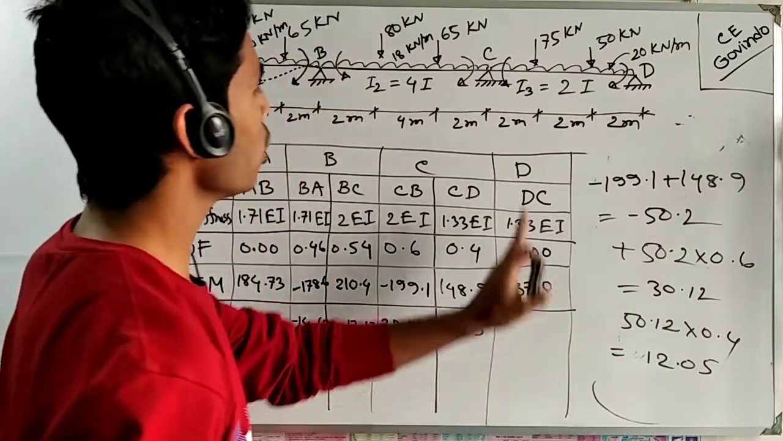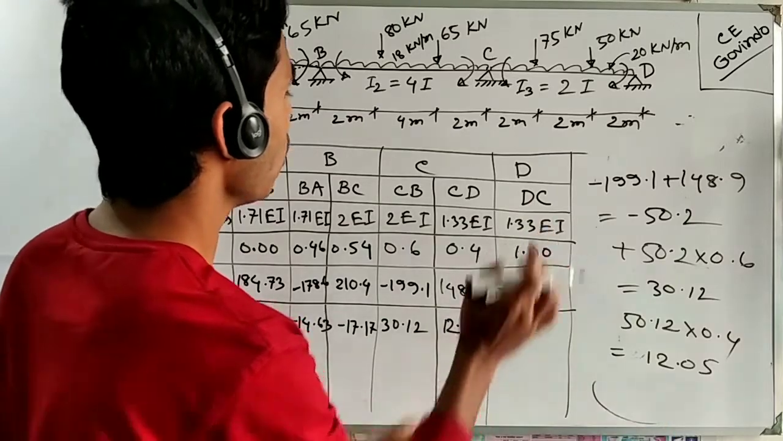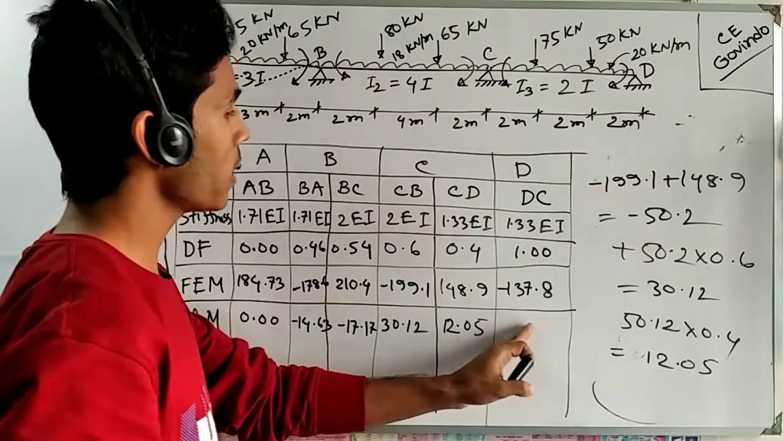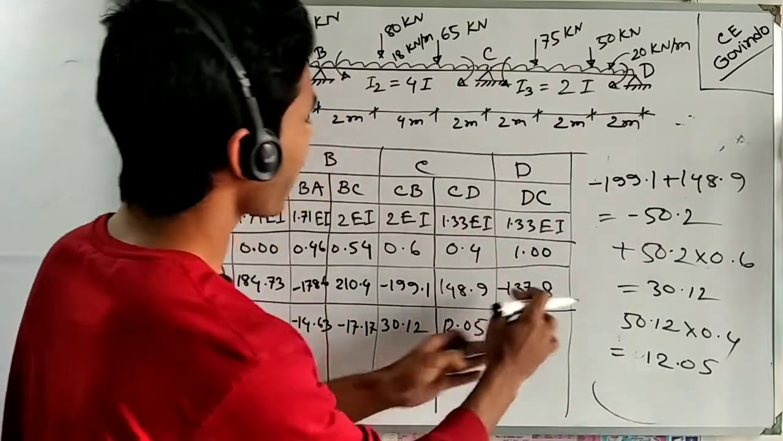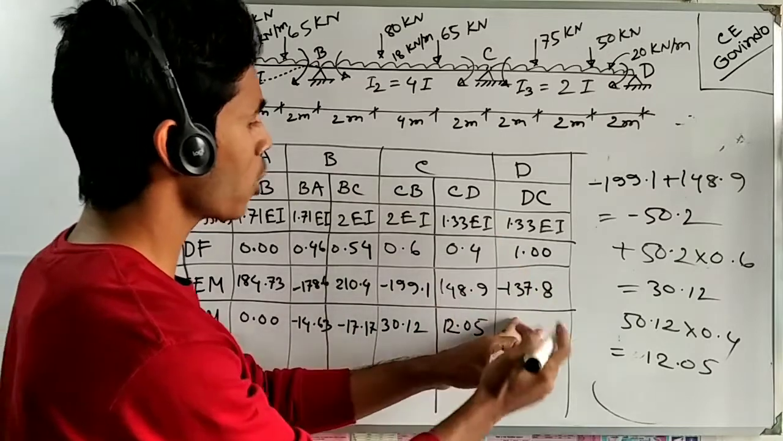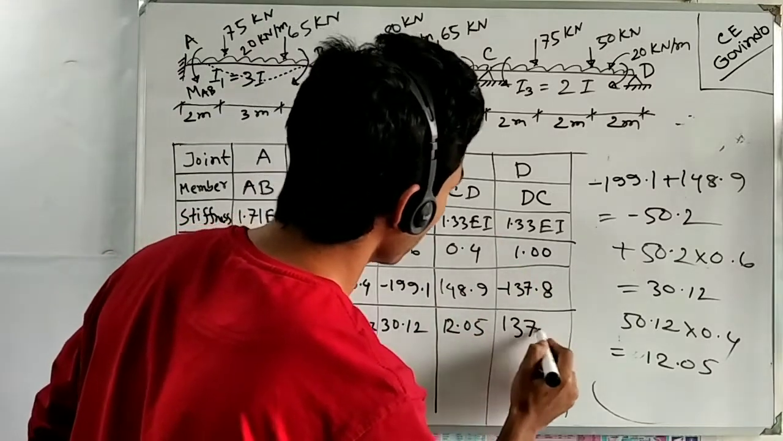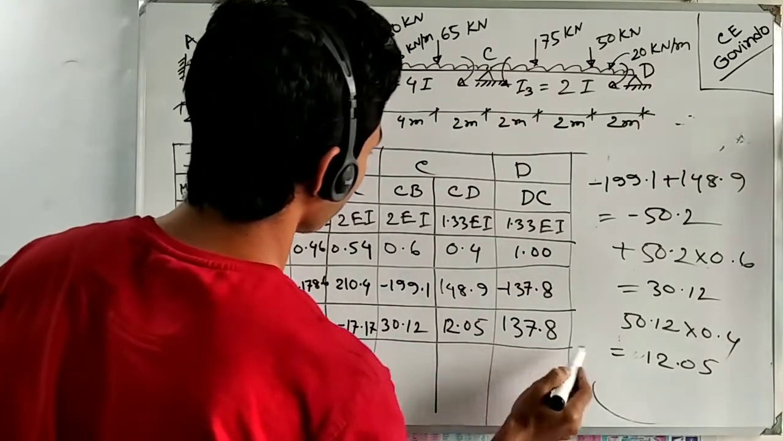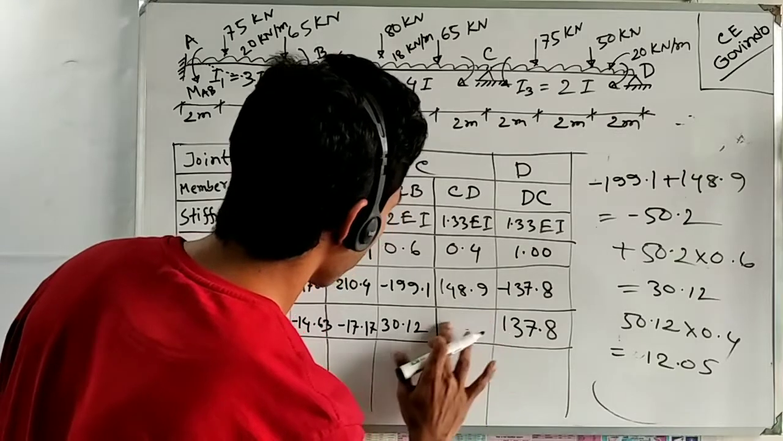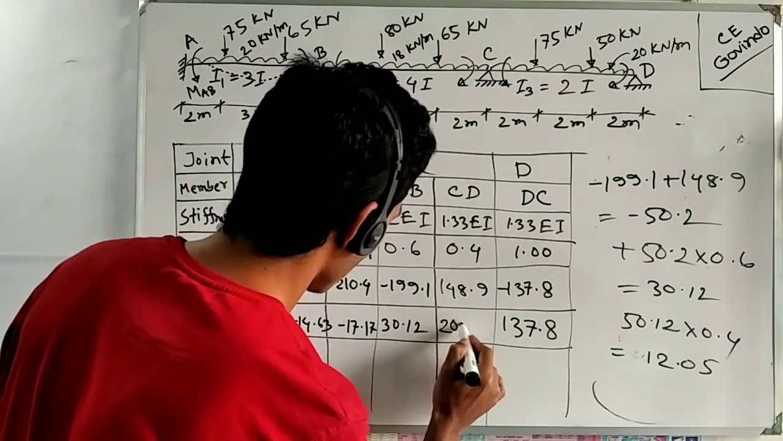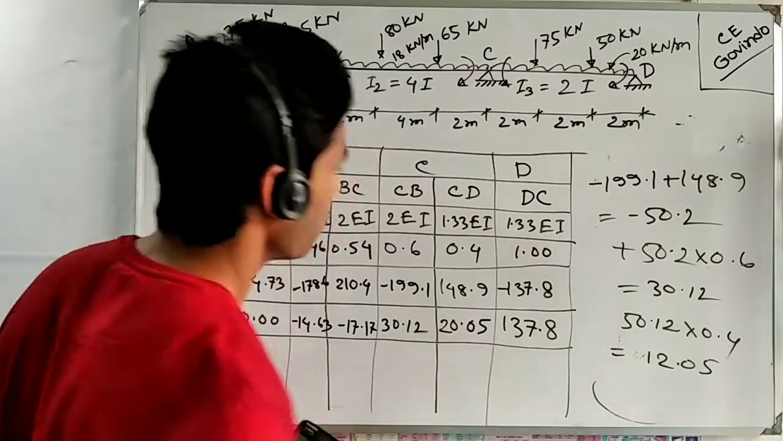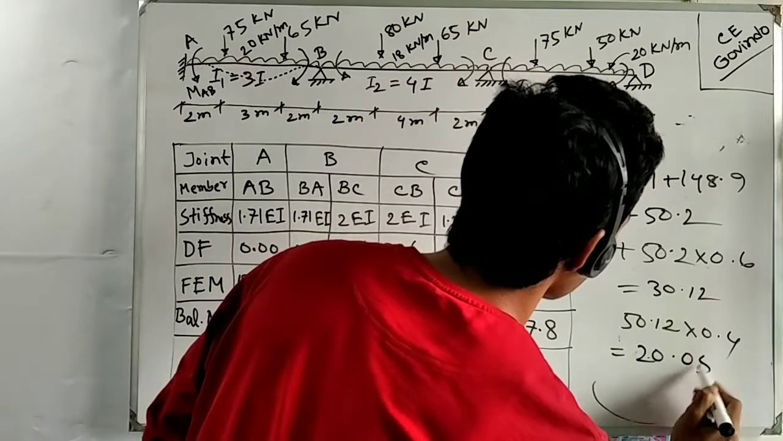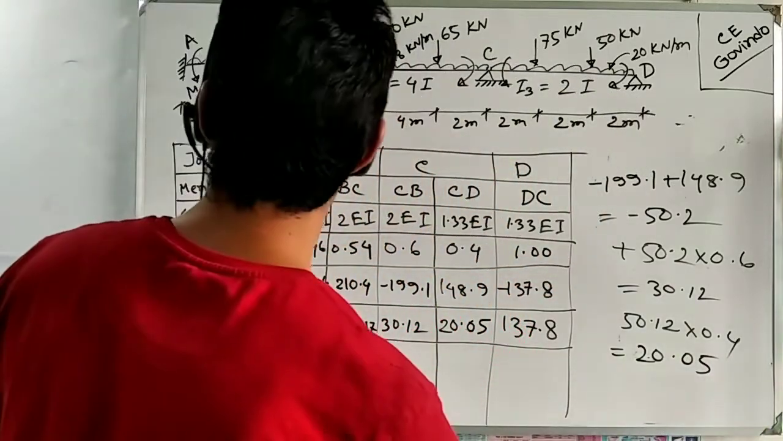And here we have only one moment and one member, and the distribution factor is 1.00. That is, all the moment will be carried by this member and will be in the opposite direction, because we have minus 137.8, and to balance this we need to apply plus 137.8. So this is our first cycle of the moment distribution method. Sorry, this value will be 20.05. Here I made a mistake in calculation, it will be 20.05. Alright, this is our first cycle.